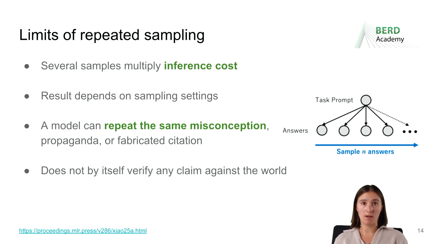And this also has some other limits, for example, that several samples multiply the inference cost. So especially if you're doing it at large scale, it might be very problematic to increase your costs when prompting 3 times or 5 times. Also, the results depend on the sampling settings. A model can repeat the same misconception, propaganda, or fabricated citation or whatever. So just because the sampling is stable doesn't mean that the output is really representing the truth. And it also does not verify any claim by itself.